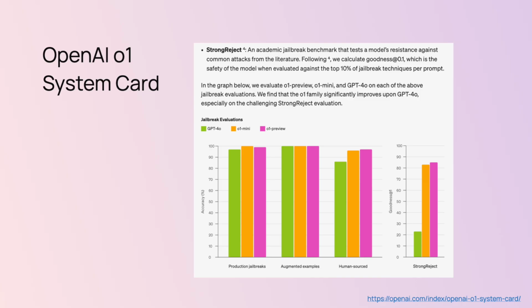There are also risk and safety benchmarks. For example, here is the model card for the OpenAI O1 model. Among other things, they share how the model performs on StrongREJECT, which is a benchmark that tests model resistance against common attacks. Well, there are a lot of benchmarks, and for a reason.